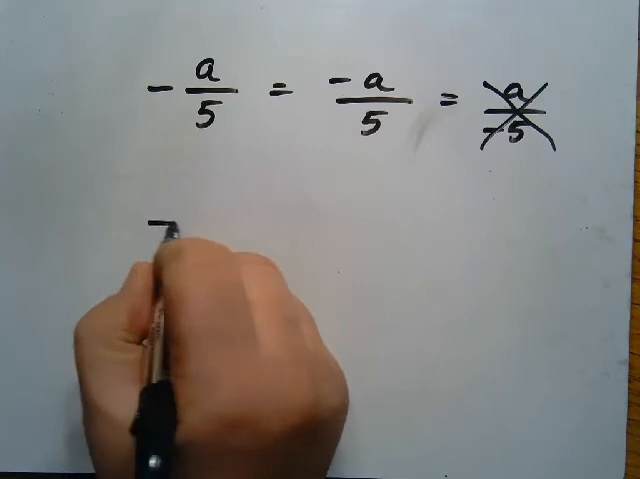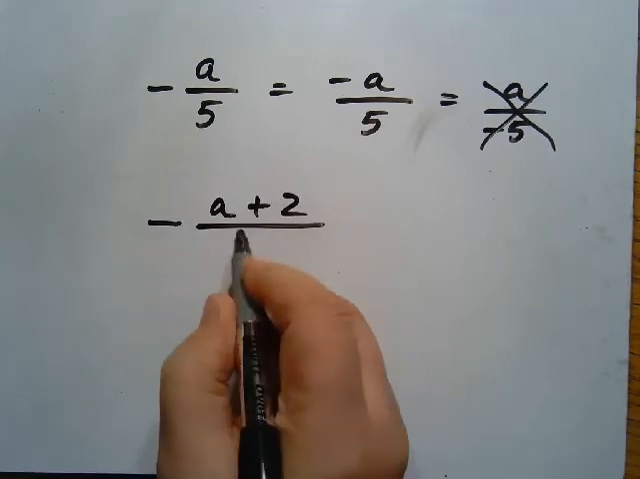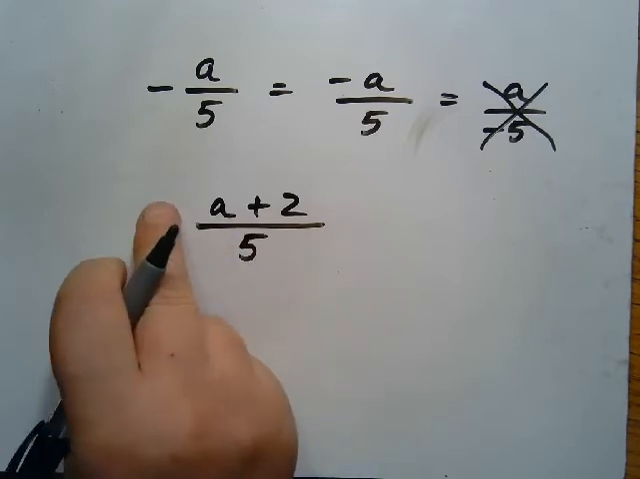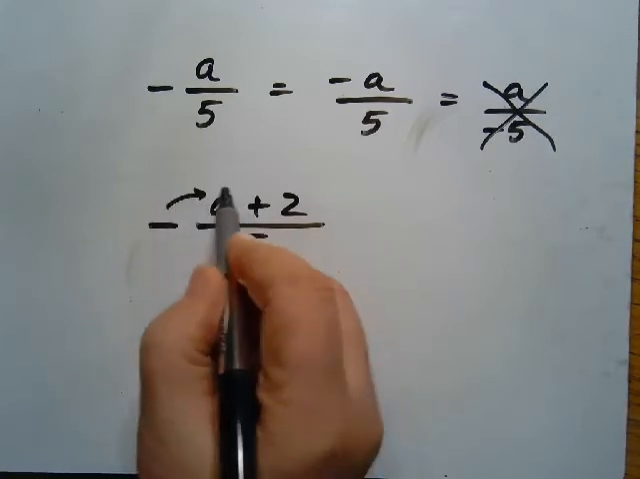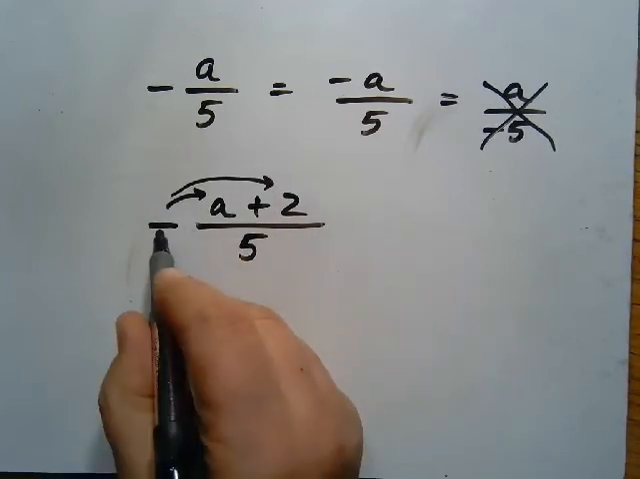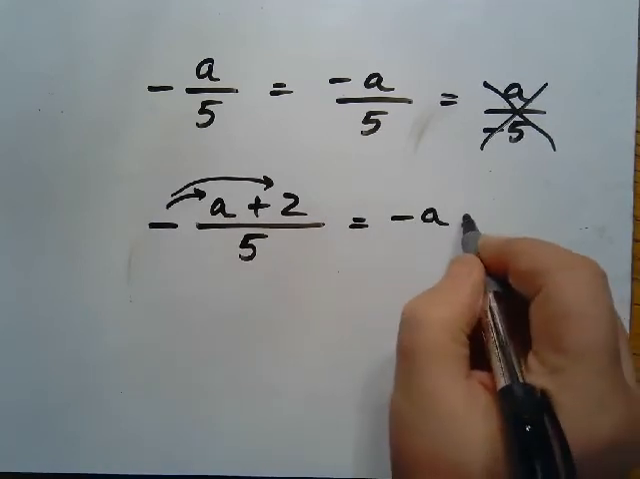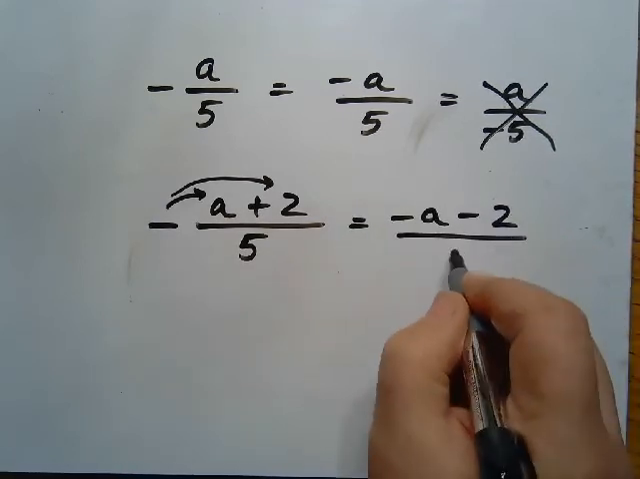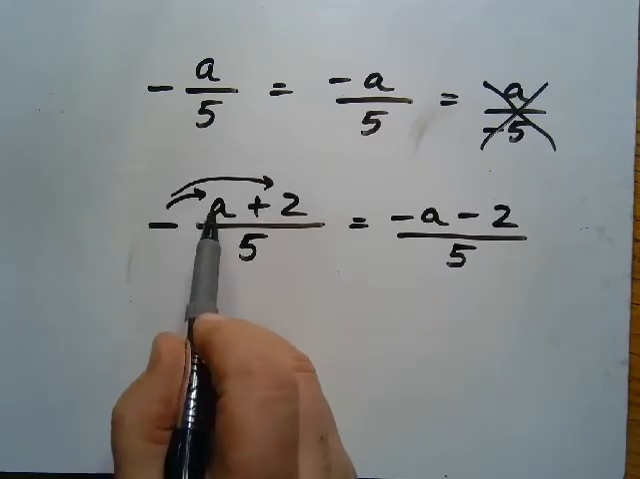Now, if you had something like a negative a plus 2 over 5, this negative sign is actually going to have to get distributed into both of these if you wanted to get this negative out of the middle and put it on the top. This would actually be a negative a minus 2 over 5. Take a good look at that again. That's saying we're subtracting this entire numerator here.